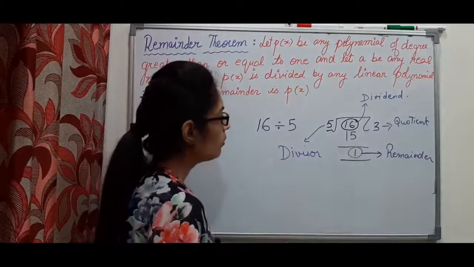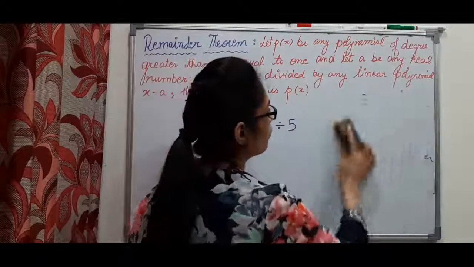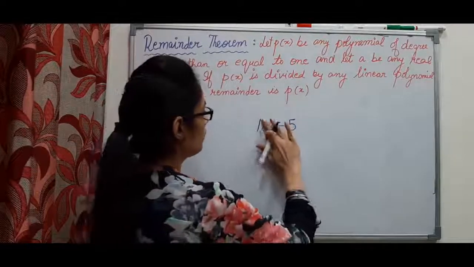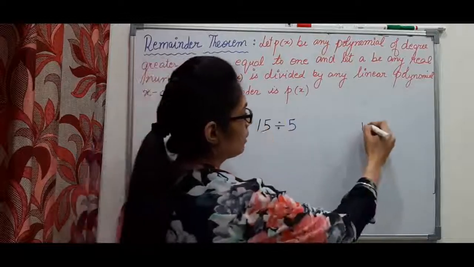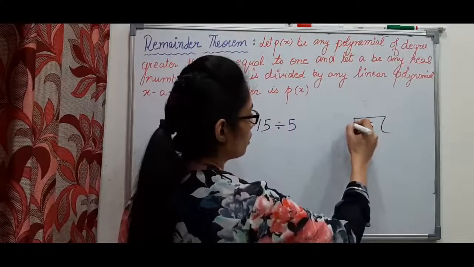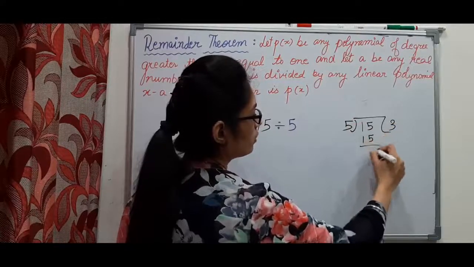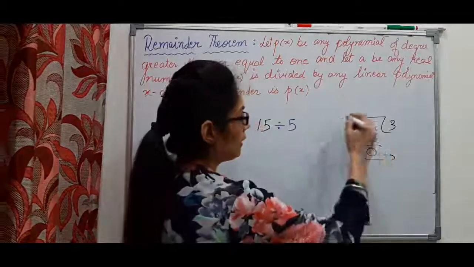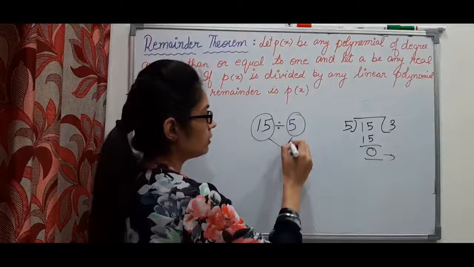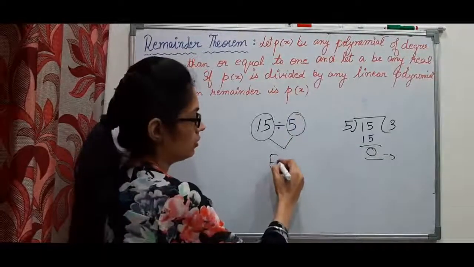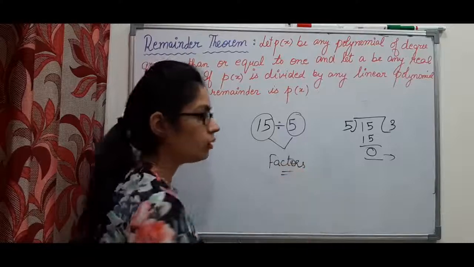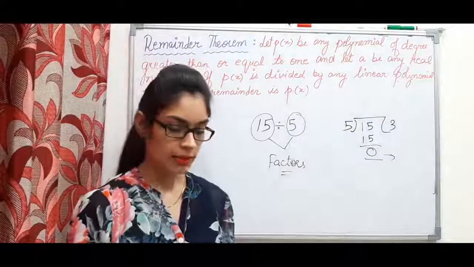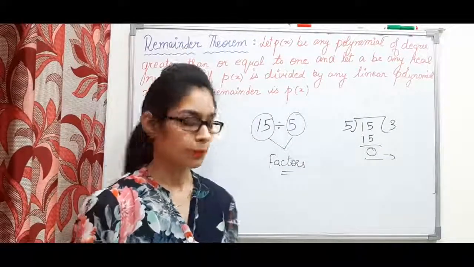Now let's divide 15 with 5. So instead of 16, let's do for 15. 5 into 3 is 15. See, I got remainder as 0. So whenever your remainder is 0, in that case this dividend and divisor are factors of each other. I am sure most of you know these things also, because we have been doing this division from smaller classes. Now let's relate this with the polynomials.